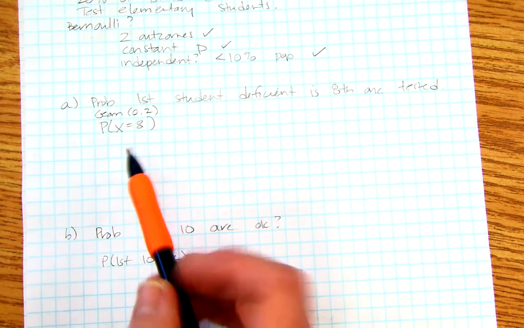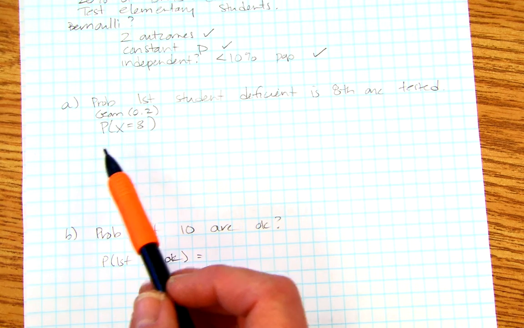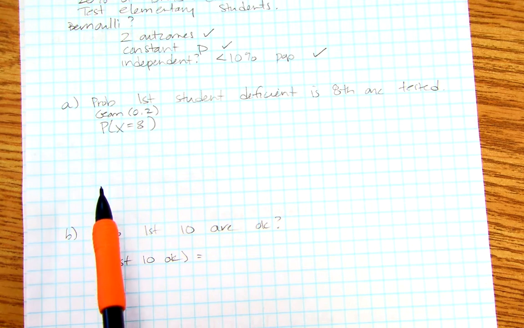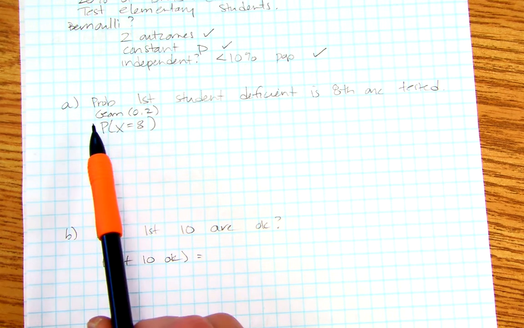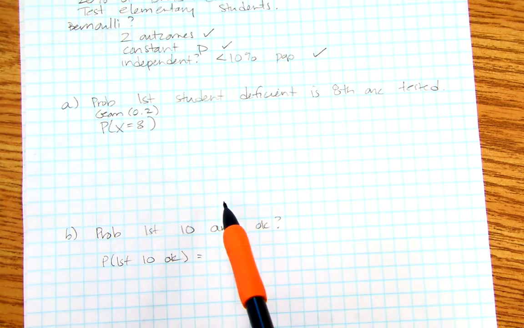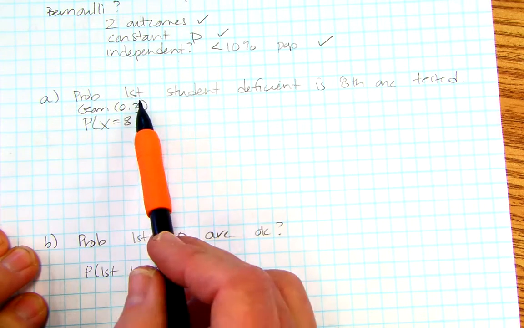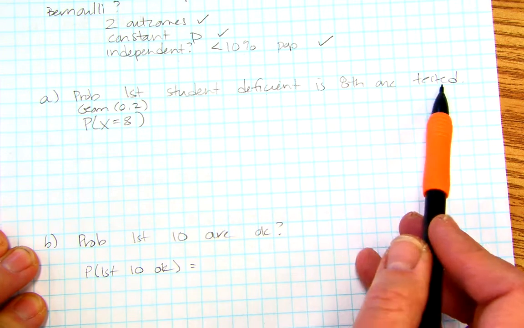So the first question we encounter, and this is a lot like the seatbelt question, I think it's 31, or the left-handed question, this will get into the left-handed question as well. Those are the last two problems on chapter 17. This should help you with those, and the others if you haven't done those yet. Okay, so what's the likelihood that the first student we find who is deficient is the 8th one tested?